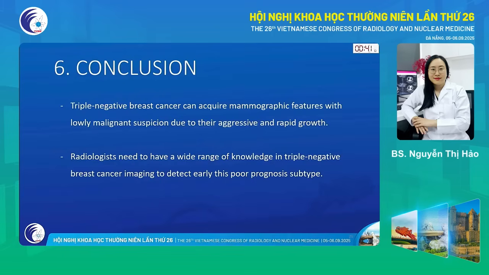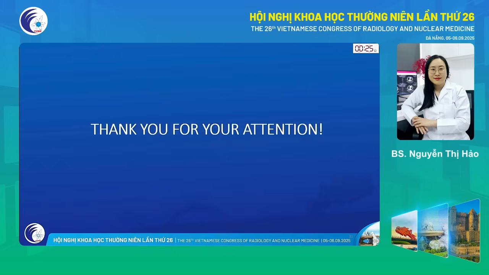Conclusion: triple-negative breast cancer can acquire mammographic features with low malignant suspicion despite their aggressive and rapid growth. Radiologists need to have a wide range of knowledge in triple-negative breast cancer imaging to detect these poor prognosis subtypes early. Here's a reference. Thank you for your attention.